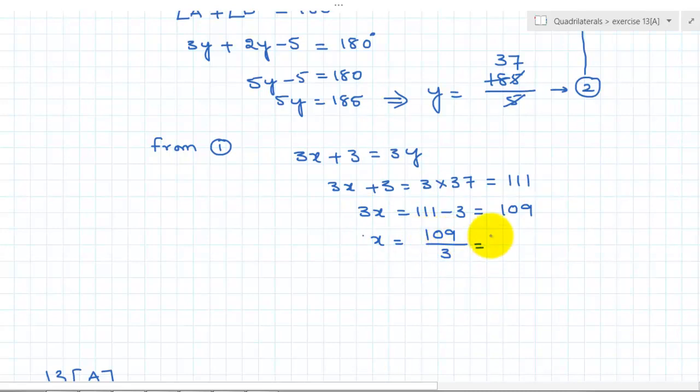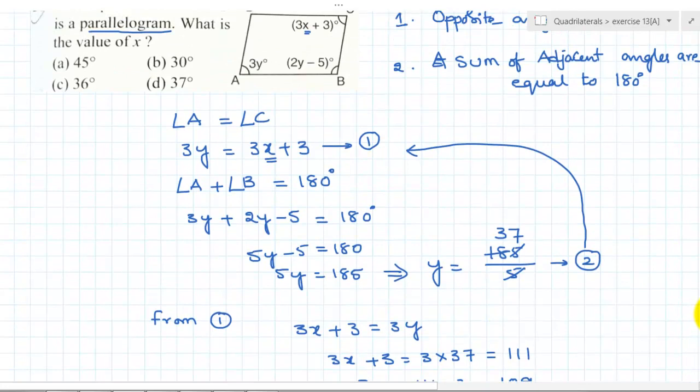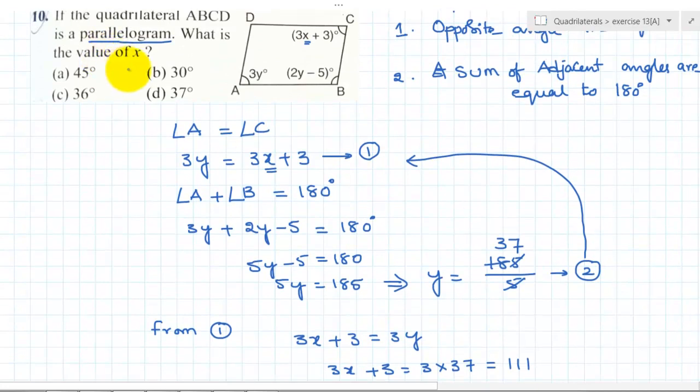So 3 how many times? 3 times 19 is there. 6 times 18. 36.36 like that. So approximately that is equal to 36 degrees. Now look at the options. Do we have 36 here? Yeah. So the C option is the right answer. So if x equals 36, then the given quadrilateral will become a parallelogram. That is how we solve this problem.